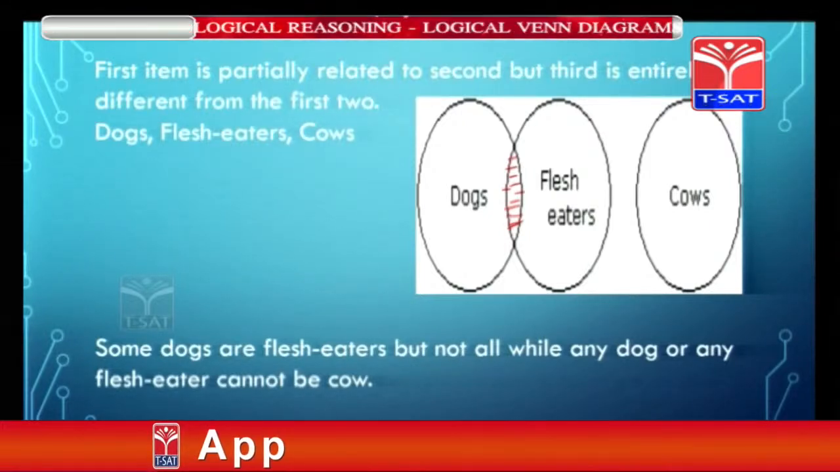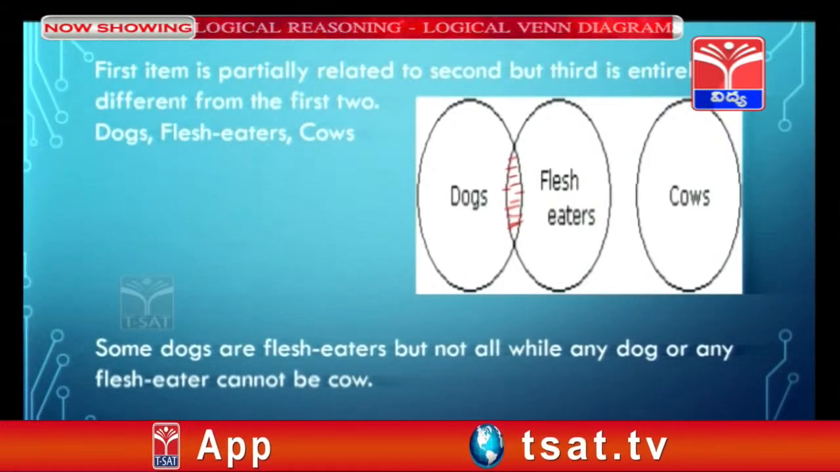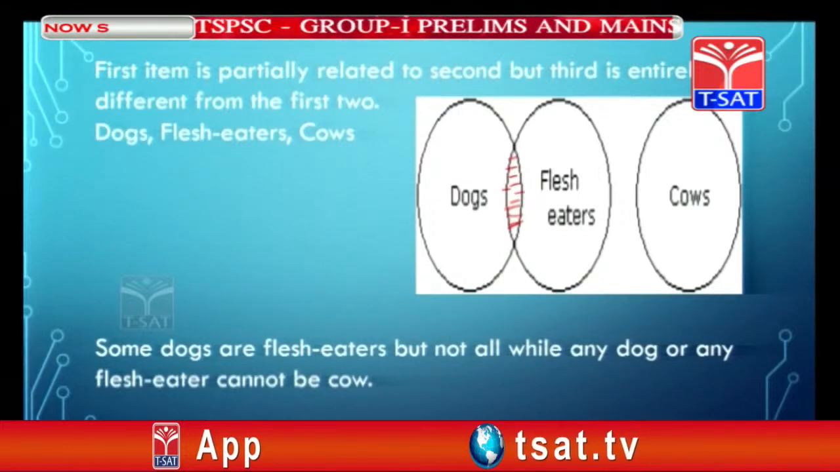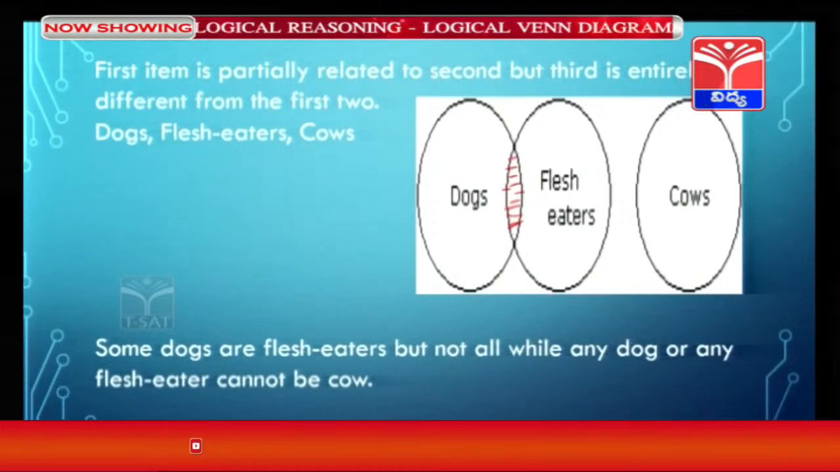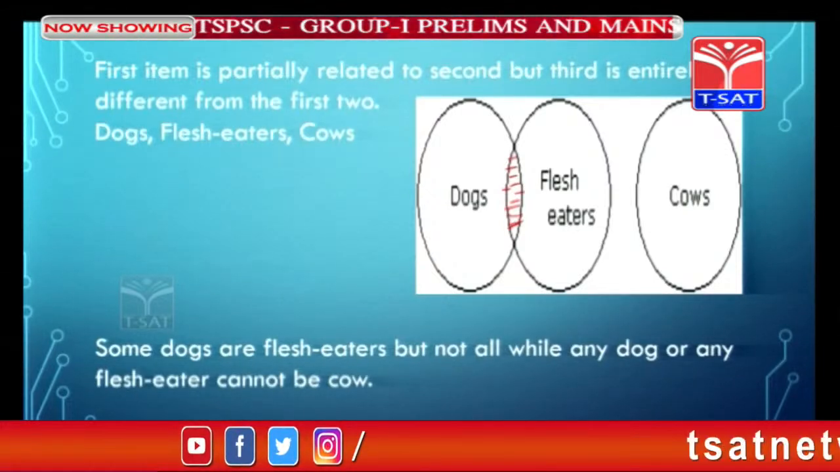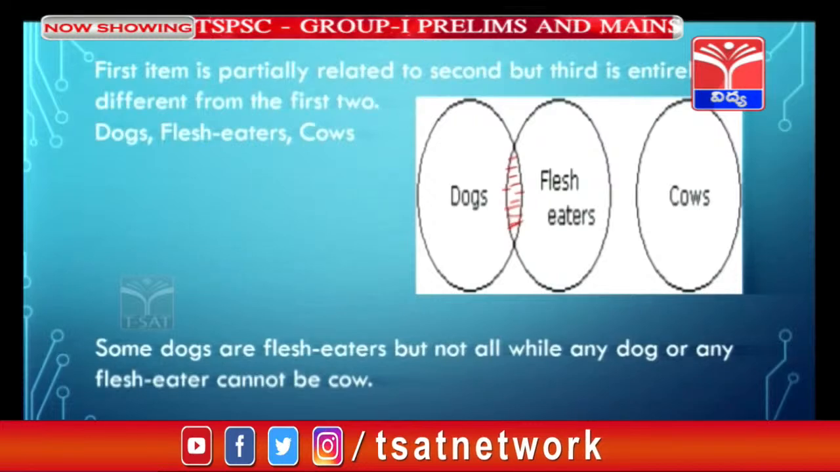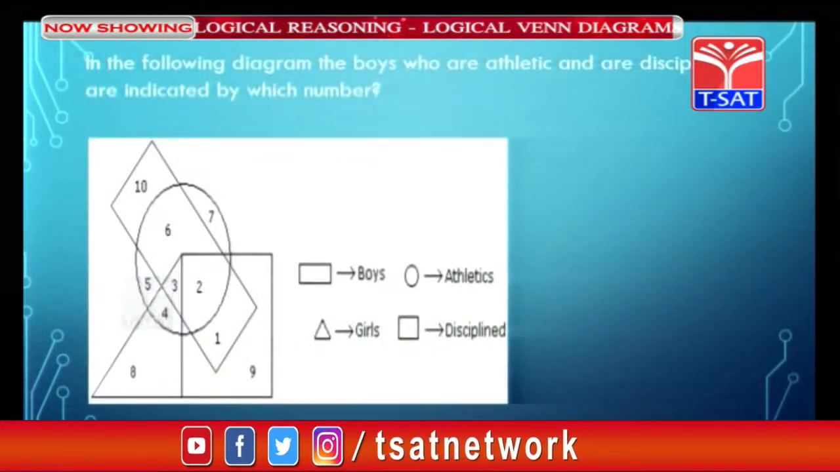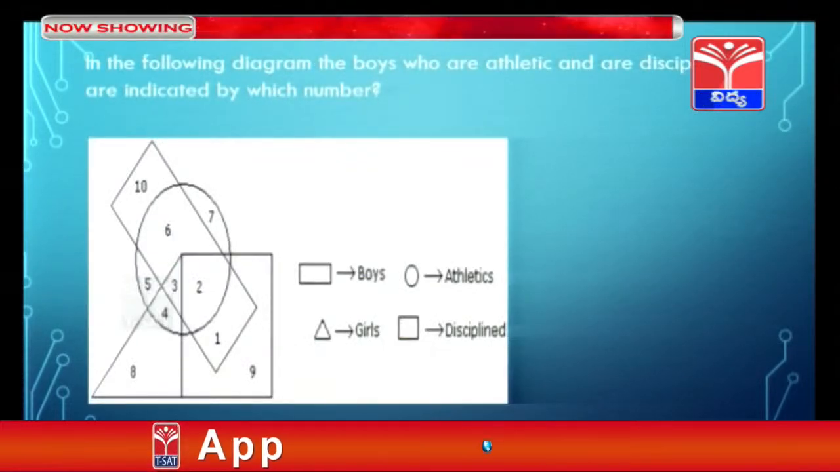So simply you can represent cows with a different circle. You have to show that some dogs are flesh eaters, but not all, while no dog or flesh eater can be a cow. So, clear? In this manner you can say it. Now, do you understand the total concept?